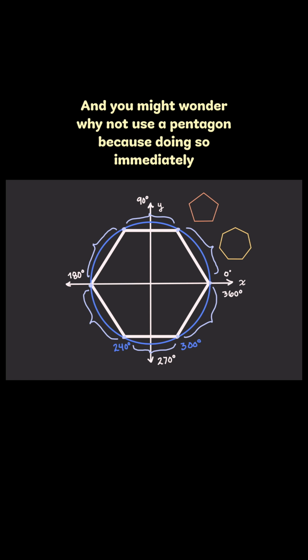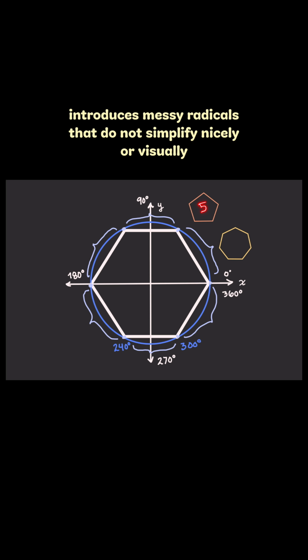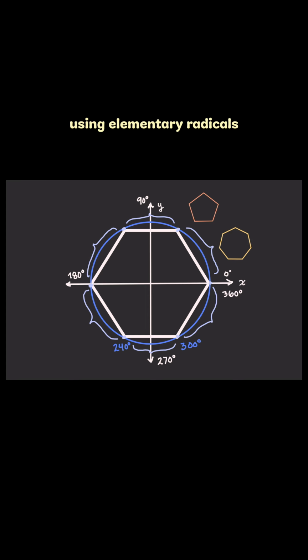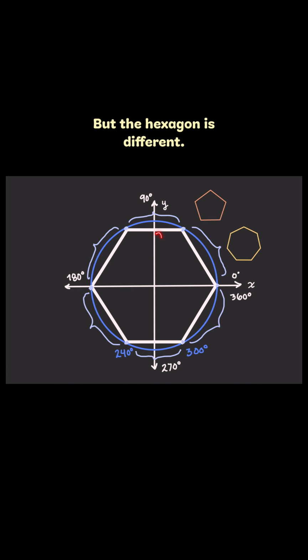And you might wonder, why not use a pentagon? Because doing so immediately introduces messy radicals that do not simplify nicely or visually. And why not a heptagon? Because its angles do not admit simple exact expressions using elementary radicals. But the hexagon is different.